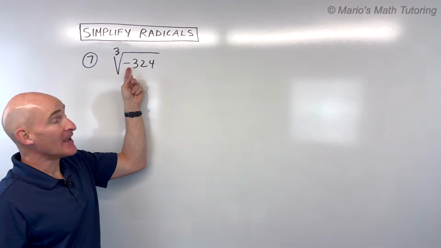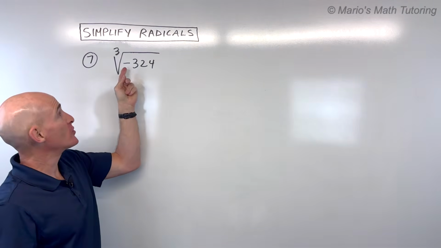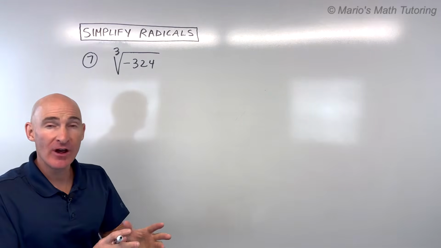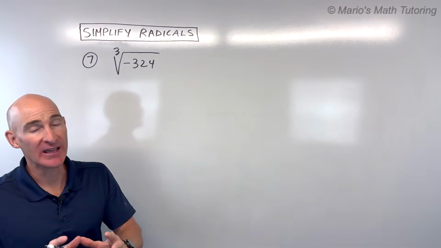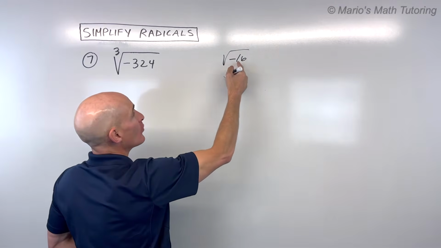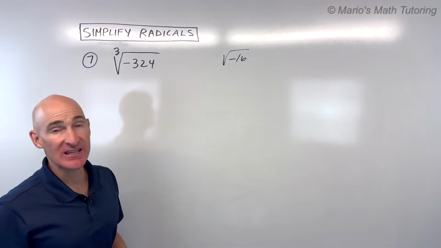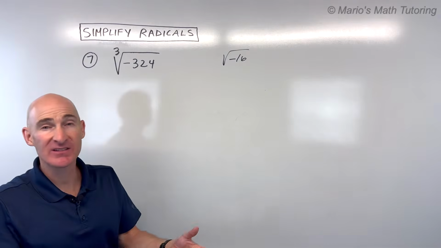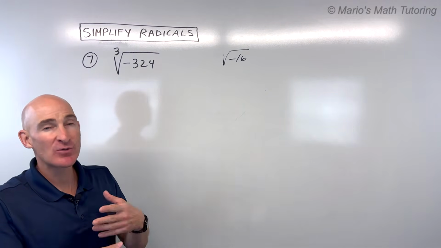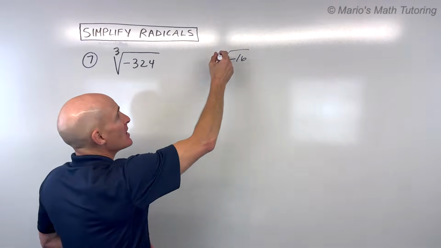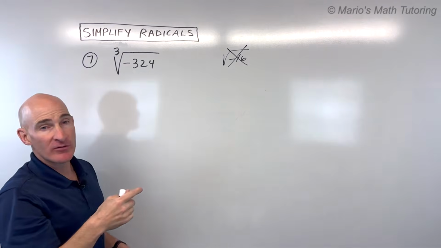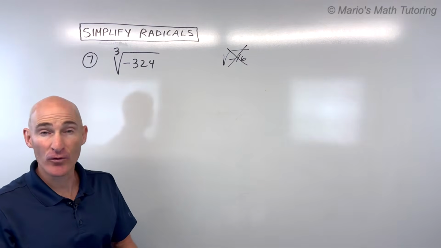Notice we have a negative, okay, so the cube root of negative 324. You can take the odd root of a negative number, but you can't take the even root of a negative number. Meaning, like if I was trying to take the square root of negative 16, what number times itself is negative 16? Well, 4 times 4 is positive 16. Negative 4 times negative 4 is also positive 16. So that's when you start to get into imaginary numbers. But for this video, you can take the cube root of a negative or the 5th root of a negative. You just can't take the square root of a negative or the 4th root of a negative.